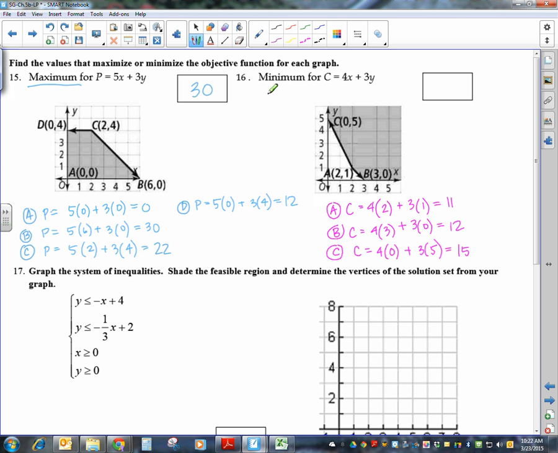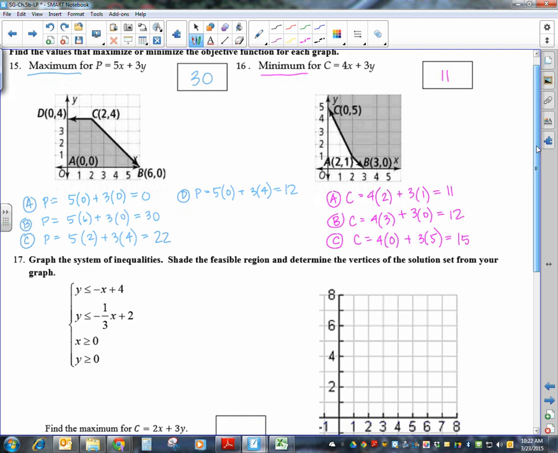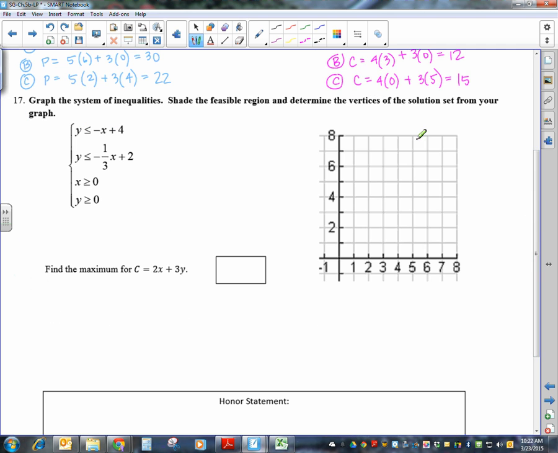Now be careful, okay? It's asking for what this time? It's asking for a minimum, so this time you give me the smallest number. All right, and the last problem, we have to graph them, find that feasible region, and then determine the solution set. So in graphing this first equation, y equals negative x plus 4.